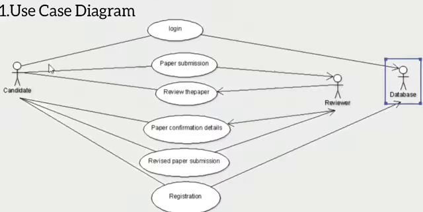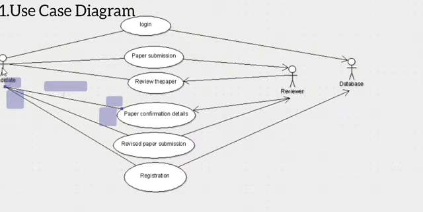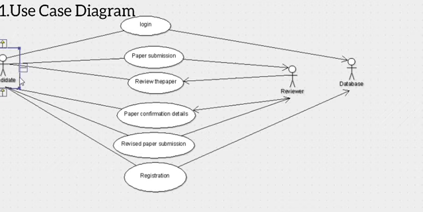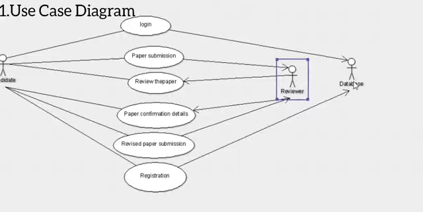Is this the use case diagram? In a use case diagram we are using elements such as actors. The actors are the candidate, reviewer, and database. The use cases are drawn as oval shapes: login, paper submission, review the paper, confirmation details, revised paper submission, and registration.